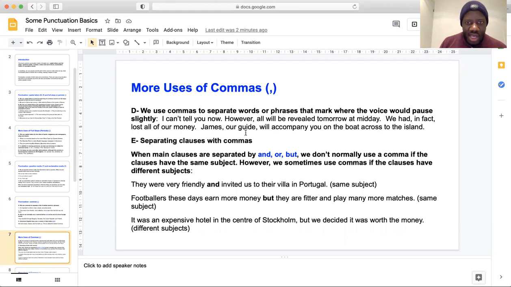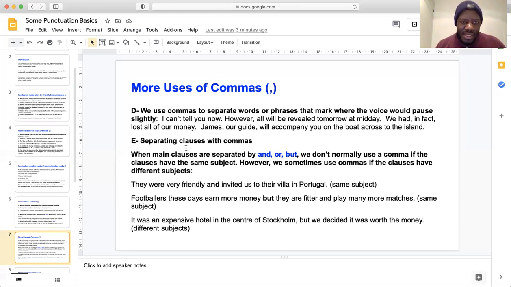Another example. James, our guide, will accompany you on the boat across to the island. So "our guide" is just descriptive, adding more information to James so that you know who James is. But you can still remove "our guide" and these two commas, and you just say, James will accompany you on the boat across to the island. But in this case, there might be some automatic confusion, and the person will ask, but who is James? In that case, you say James is our guide. But now, because you don't want the person to ask who is James, you add this information here to clarify who James is, and you bound it off with a pair of commas.